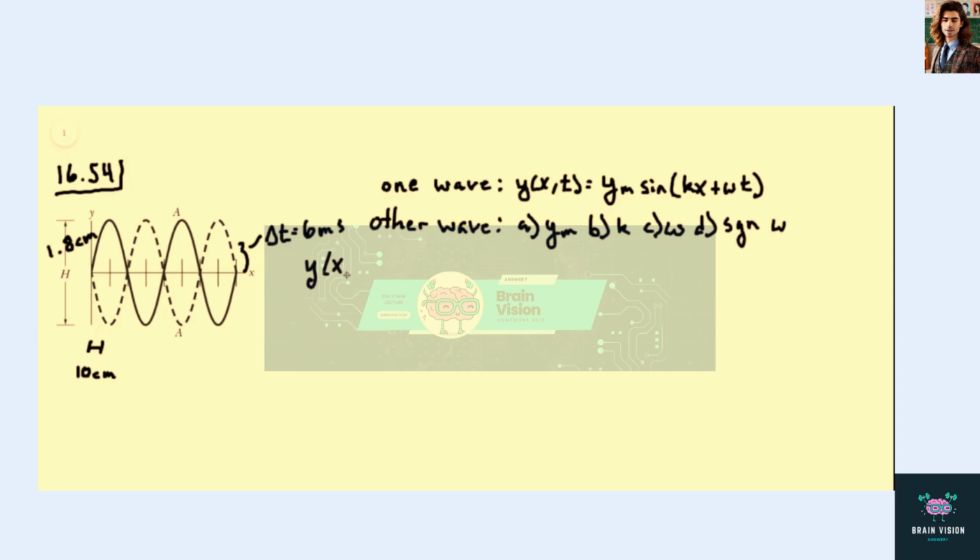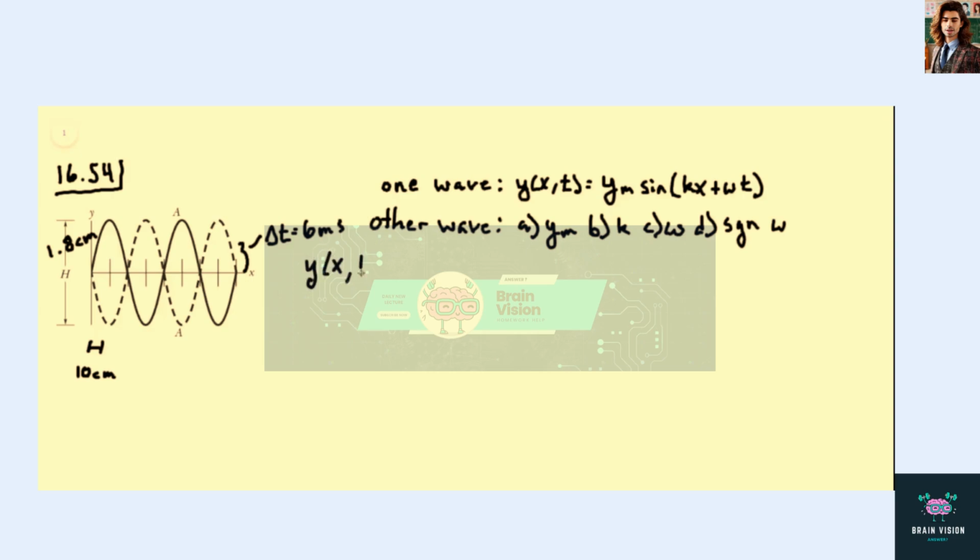These are separated by 10 centimeters. Then the overall height of this is 1.8 centimeters. And now we want to let the equation for one of the two waves be given here. And so for the other wave in its equation, we want to find y sub m, k, omega, and the sign that goes in front of omega.